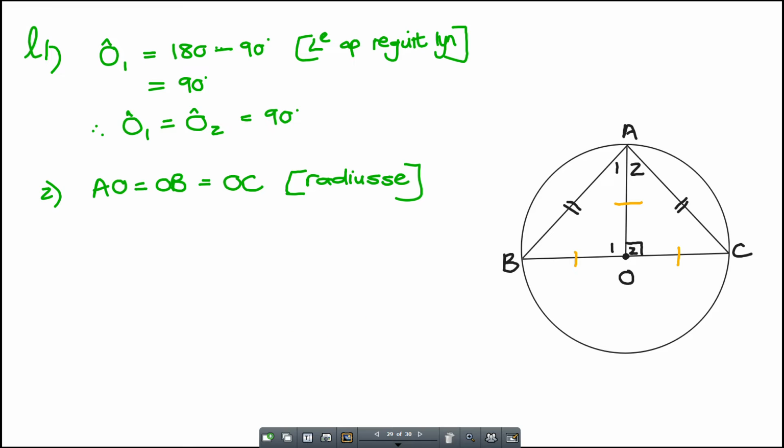Okay? Now, if you look at this triangle, that one, here. This one. Now, what type of triangle is that? Gelykbenige driehoek, nee, an isosceles triangle. So, I can say that angle B will be equal to angle BAO.